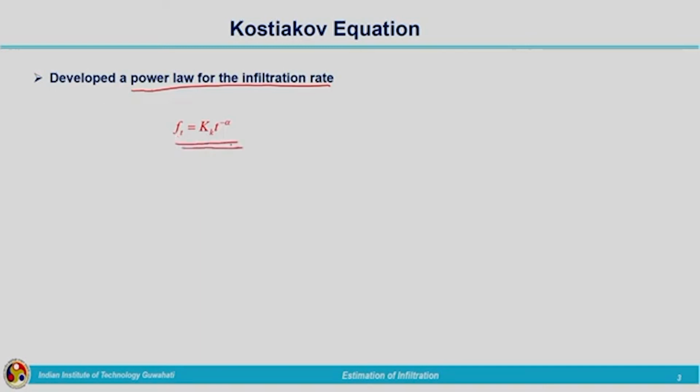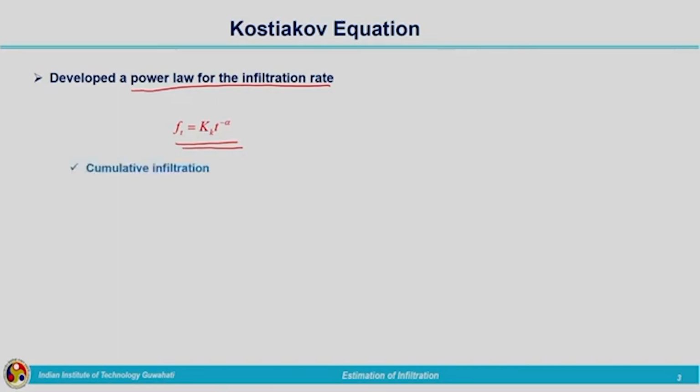First is the Kostyakov equation. In this, a relationship is developed as a power law for the infiltration rate. So the infiltration rate is expressed by means of a power law. The equation is given by f of t. For infiltration rate we were using the notation of small letter f. So f of t, that is, infiltration rate is a function of time, is given by f of t equals k t to the power of minus alpha.